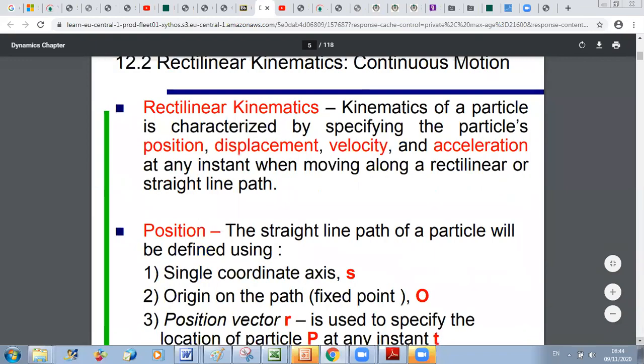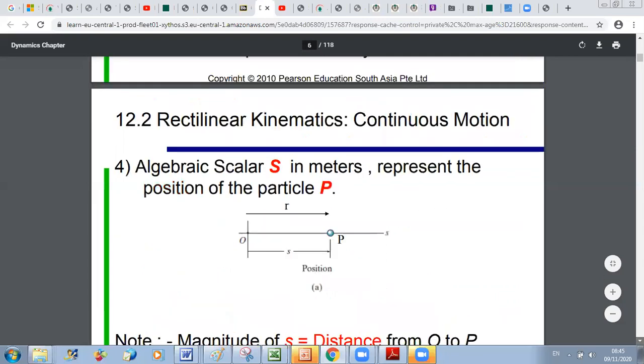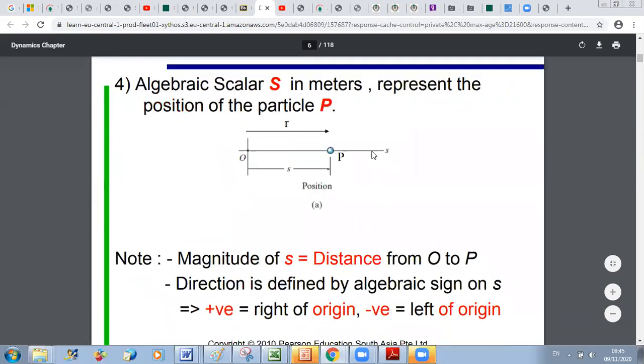So to begin with, let us start with the simplest case, which is rectilinear motion, when you move along a straight line. If you are moving along a straight line, you just need a single coordinate axis to define your position. Let us look at the figure here. I am moving on a straight line like this. So this is my motion.